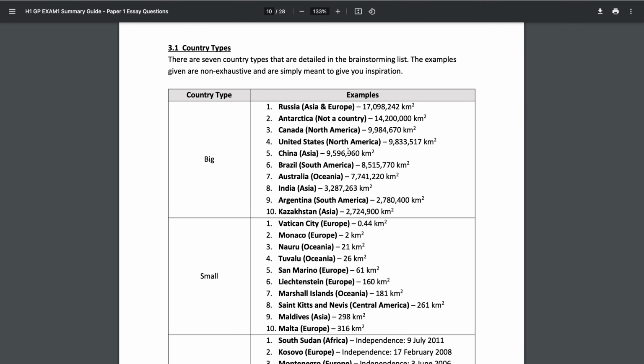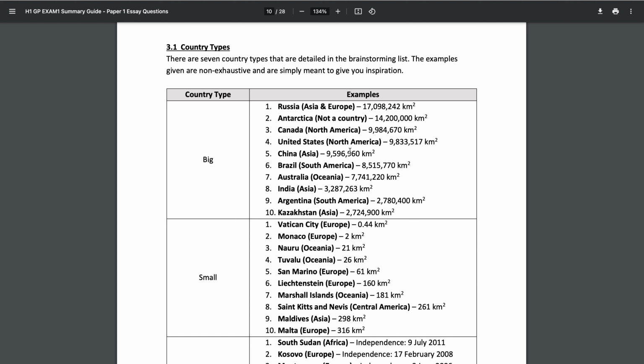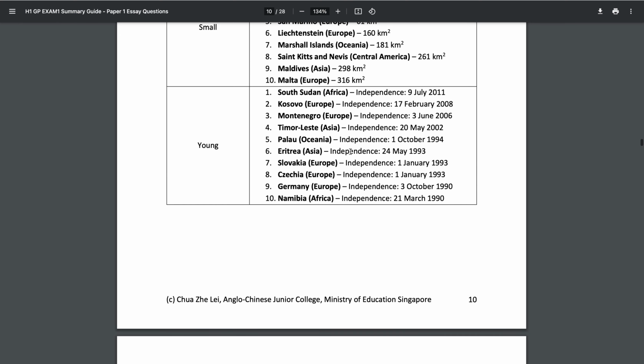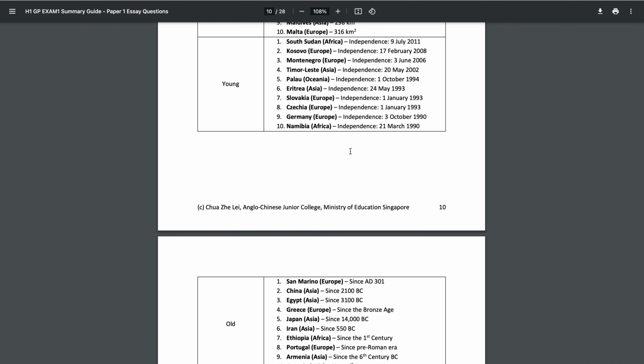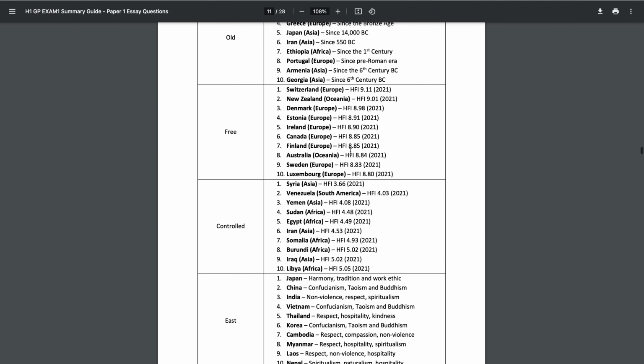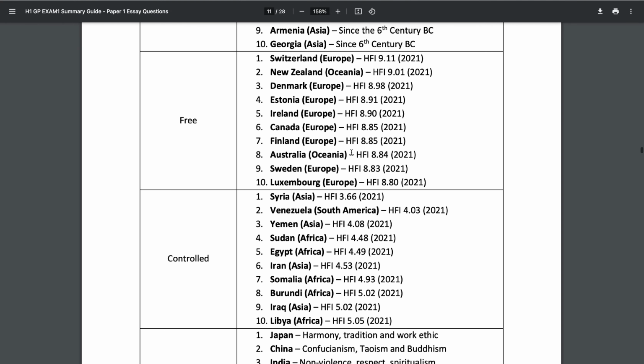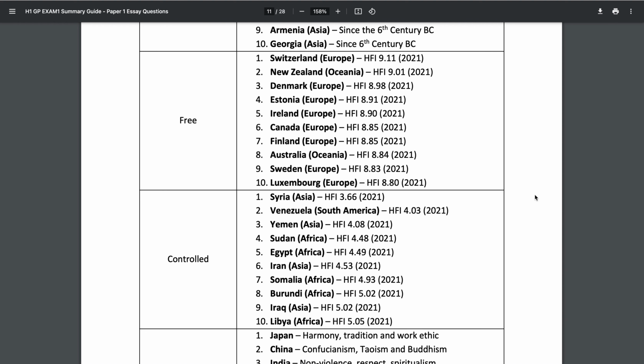Big countries versus small countries: there are considerations for things like land, things like resources. All these will differ a lot. Young and old: there are considerations for nation building, stability. All of these things will matter very differently. Free and controlled country, I think this is pretty much obvious for all of you, especially for those of you that are interested in politics. Also things like censorship. Free and controlled, very easy.